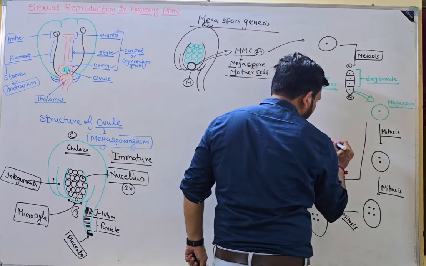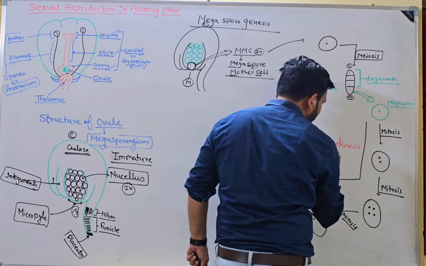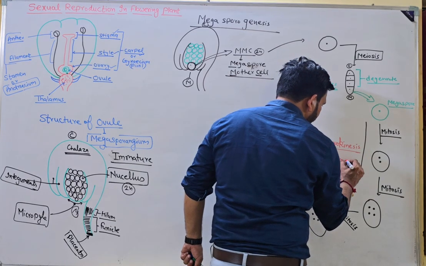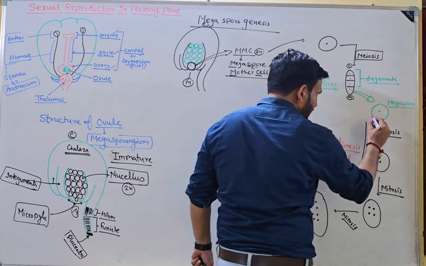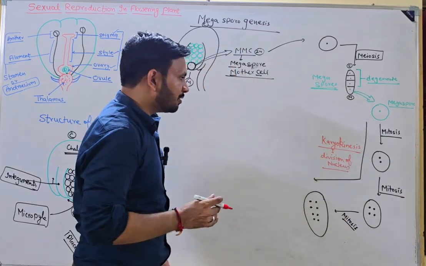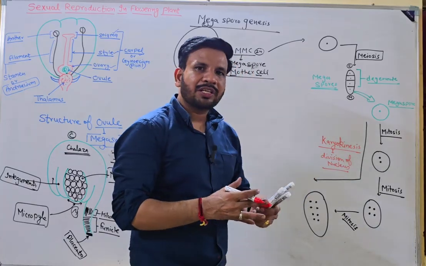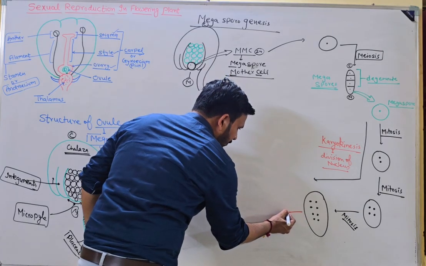This process is called karyokinesis, where karyokinesis means division of the nucleus takes place. So you can see here, the nucleus is dividing, and as the nucleus is dividing, the size of that cell, the megaspore, is increasing.